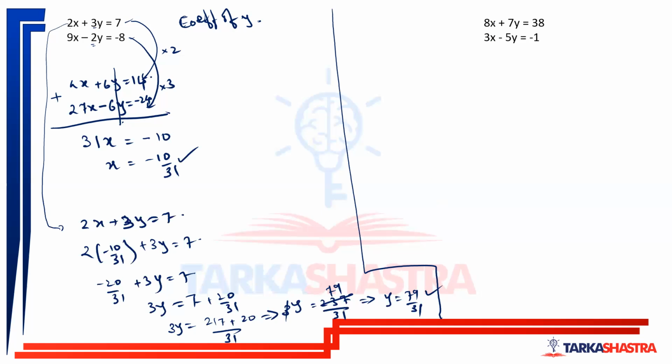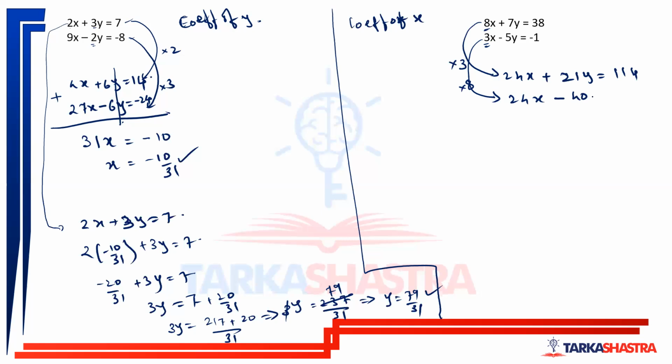Let us try to solve this. We want to, let us say, equate the coefficient of x. How do we do that? Multiply this equation by the coefficient of x of the other equation and multiply the other equation by the coefficient of x of this equation. So if I multiply by 3, this will become 24x plus 21y is equal to 38 into 3, which will be 114. And if I multiply this equation by 8, I'll get 24x minus 40y is equal to minus 8.